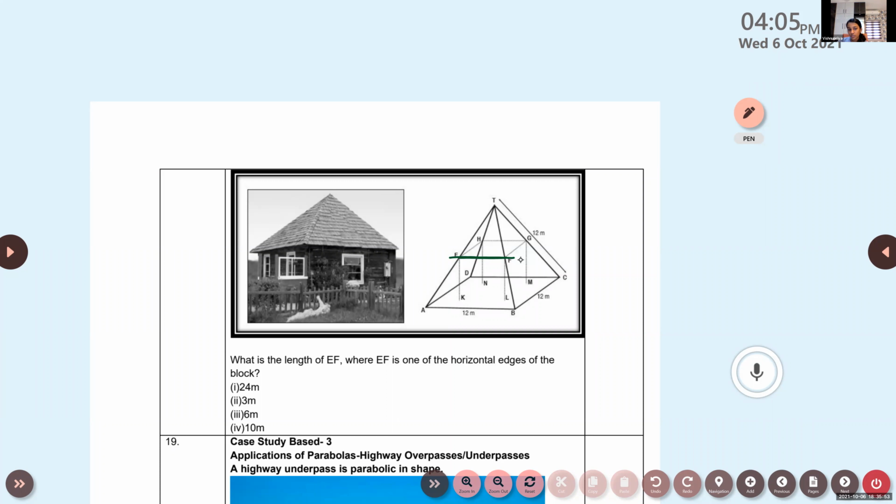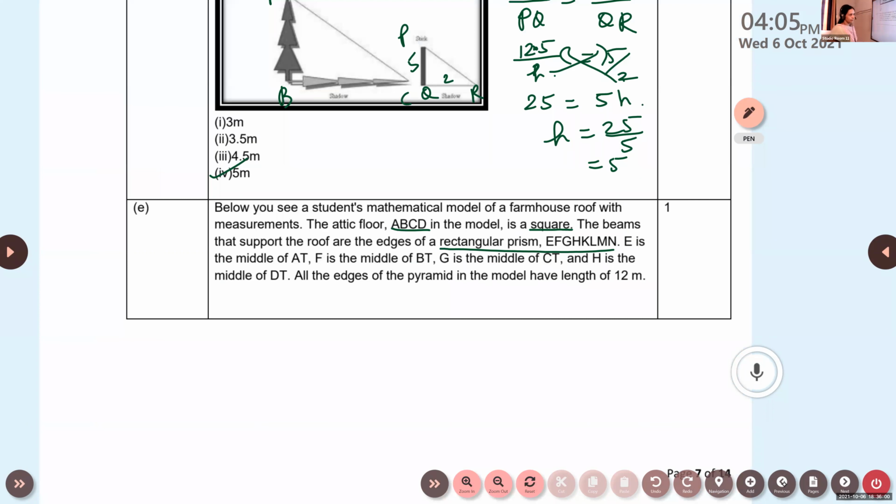Ratio is given. No ratio, nothing is given. But instead of that, look at the previous paragraph. The previous paragraph, this is what is given. Read it. It is given ABCD is a square. And the beams which support it are rectangular prism. E is the midpoint of AT. F is the midpoint of BT. G is the midpoint of CT. And H is the middle of DT. All the edges of the pyramid in the model have length of 12 meters.